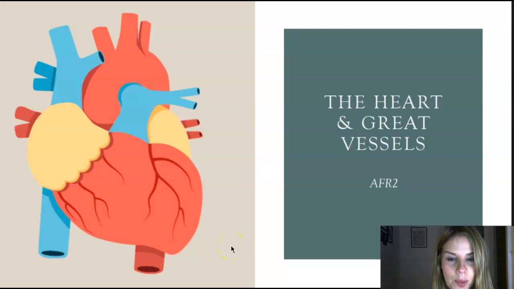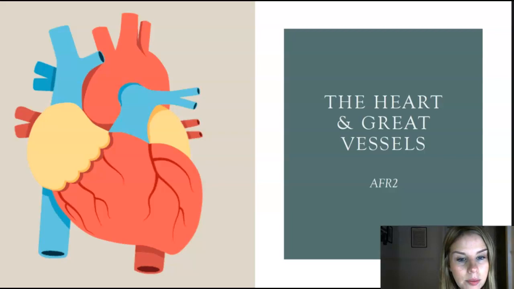Everyone, so we're going to be looking at the heart and the great vessels, and we're going to be seeing how they appear on different imaging modalities, so CT, MRI, ultrasound. We'll also look at the great vessels, so the aorta, the pulmonaries, and see how they appear on different imaging modalities as well.